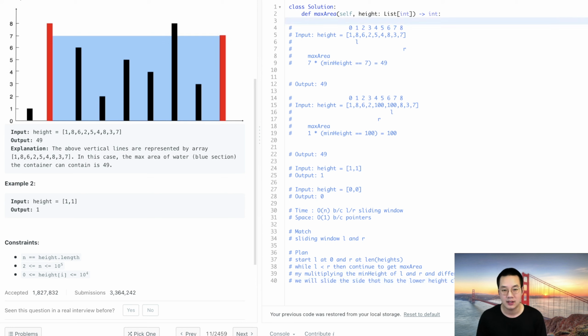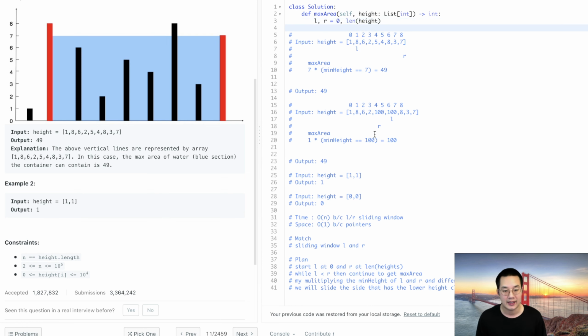Let's check it out. So first, we do a left and right pointer. So left and right equals 0, and the length of height, as we've done right here. So we're going to get our max area. It's going to set it to 0. And we're going to do a min height and multiply between the two.